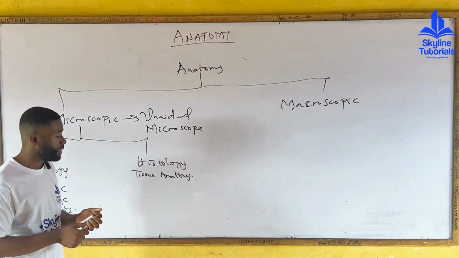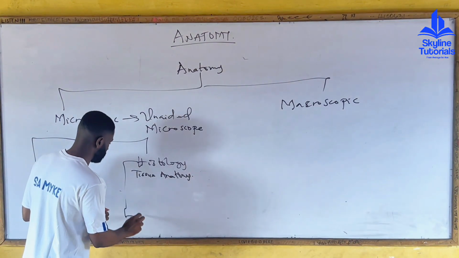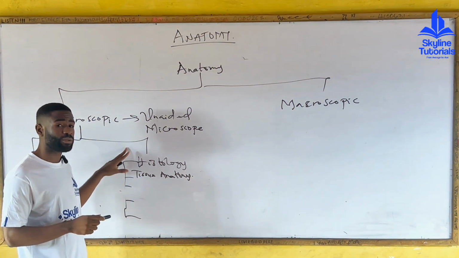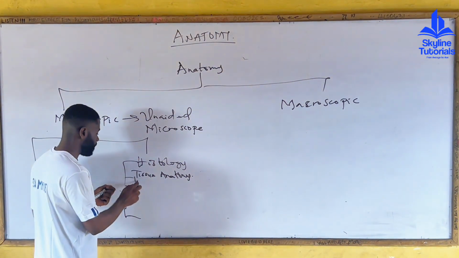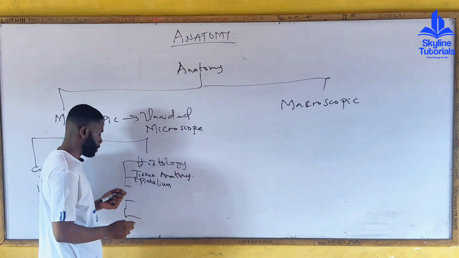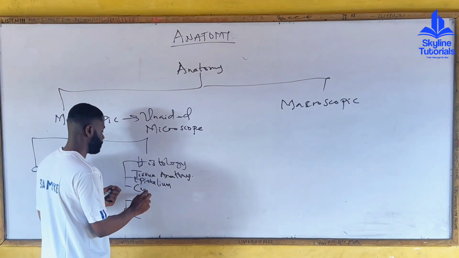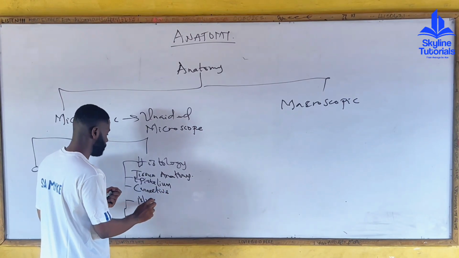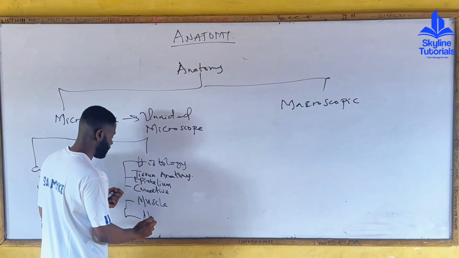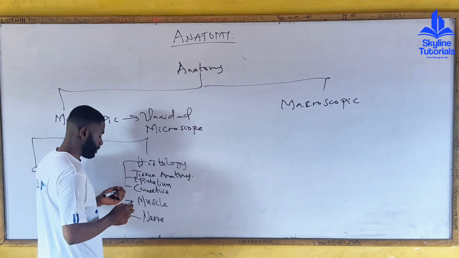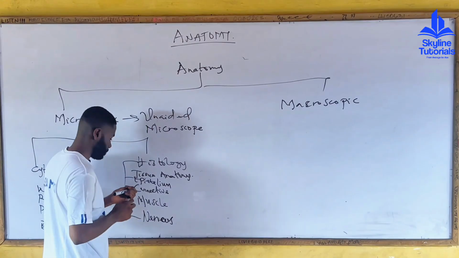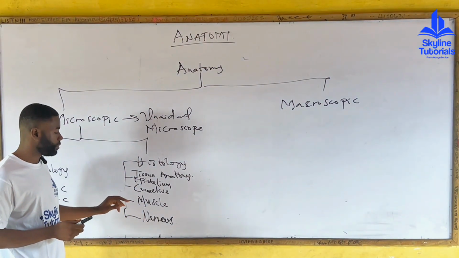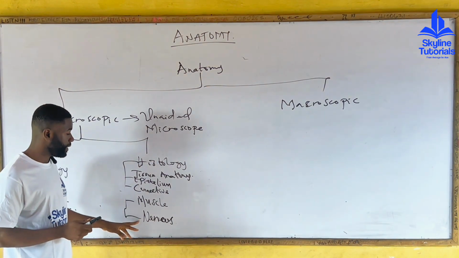So generally, we have four types of tissues, which we would look at individually when we are strictly discussing tissues. The first we have here is the epithelial tissue. The next we have is the connective tissue. We also have the muscle tissue, and then we have the nervous tissue. So we have the epithelial tissue or the epithelium, the connective tissue, muscle tissue or muscular tissue, and the nervous tissue.